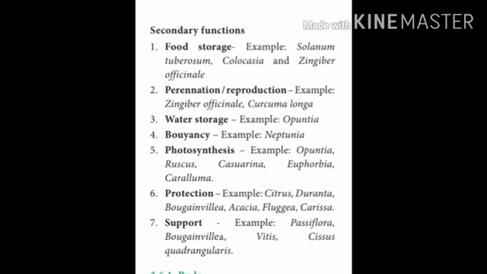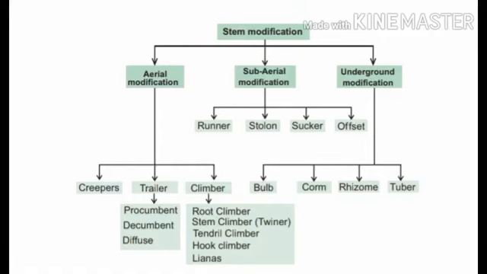These are the various other functions the stem performs. To perform these secondary functions, the stem gets modified in its structure. So, for performing this, the modification of the stem needs to take place. We shall see what modifications they undergo. There are three types of modification: aerial modification, subaerial, and underground modification. Let's take the aerial modification first. It's creepers, trailers, and climbers.